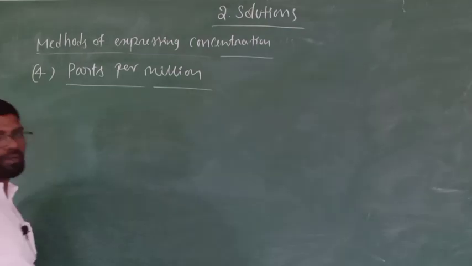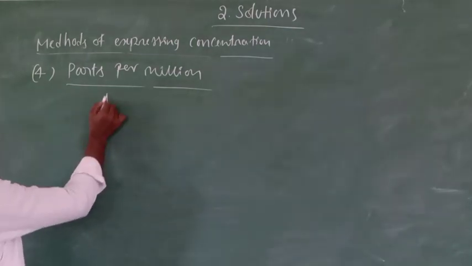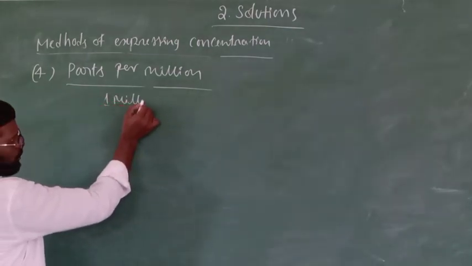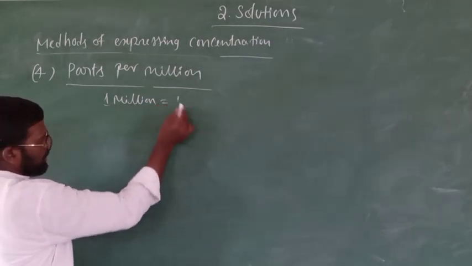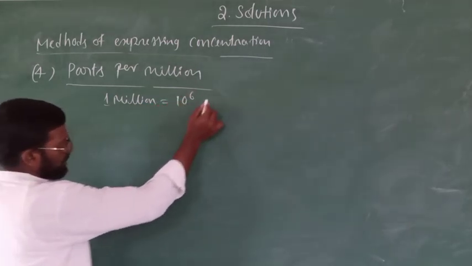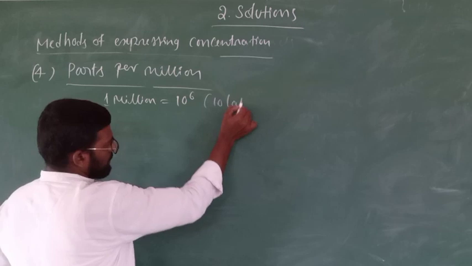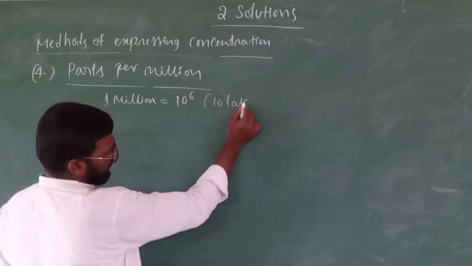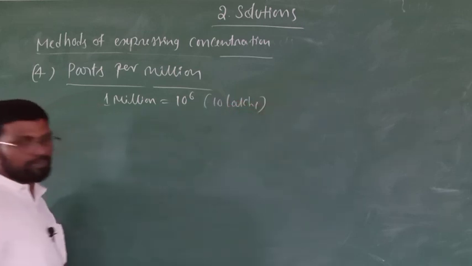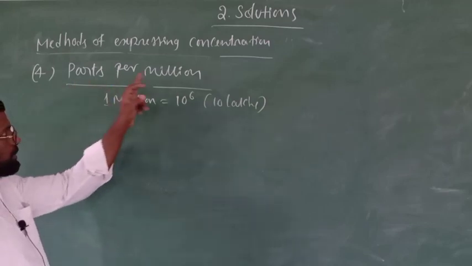Million means, 1 million is equal to how much? 1 million is equal to 10 power 6. 10 power 6 means 10 lakhs. 1 million means 10 lakhs. Right? So parts per million.